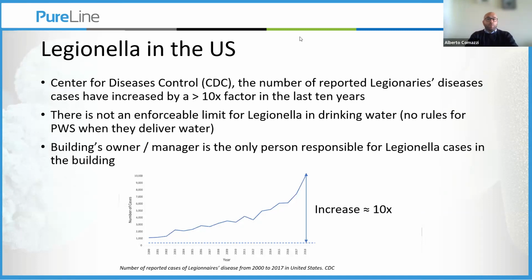And there is not an enforceable limit for Legionella levels when the public water utility delivers the water to the distribution system. So in other words, the municipality treatment plants don't have to test for Legionella, nor do the buildings have to test for Legionella. But if something happens in a building, the building owner and the building managers are going to be the ones responsible for that Legionella case or outbreak, because at the end of the day, they are the ones responsible for the safety of the occupants of that building, whether that building is a hospital, nursing home, or other commercial facilities as well, such as hotels, casinos, and resorts.